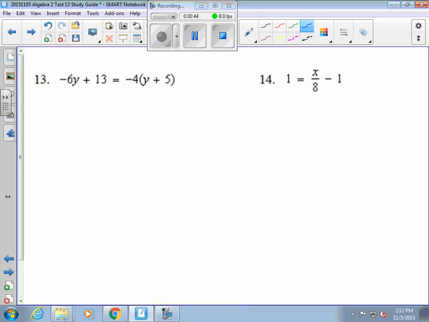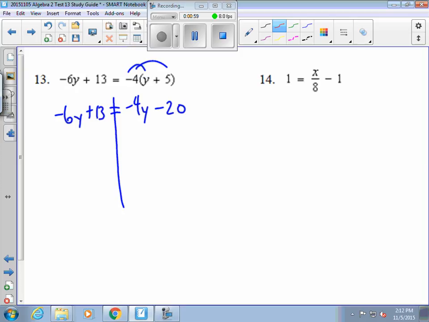Number 13, you have to simplify one side by distributing. Negative 4 times y is negative 4y. Negative 4 times 5 is minus 20. On the other side, you still have negative 6y plus 13. Now you got variables on both sides. So let's move our smaller negative 6y over to our larger negative 4y. Negative 6 means minus 6, so add 6y to undo it. Add it here too. Negative 4y plus 6y is positive 2y.